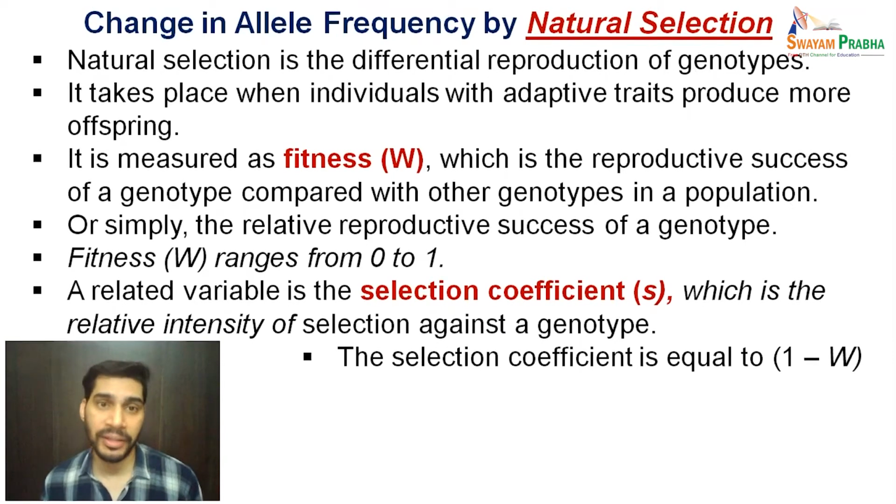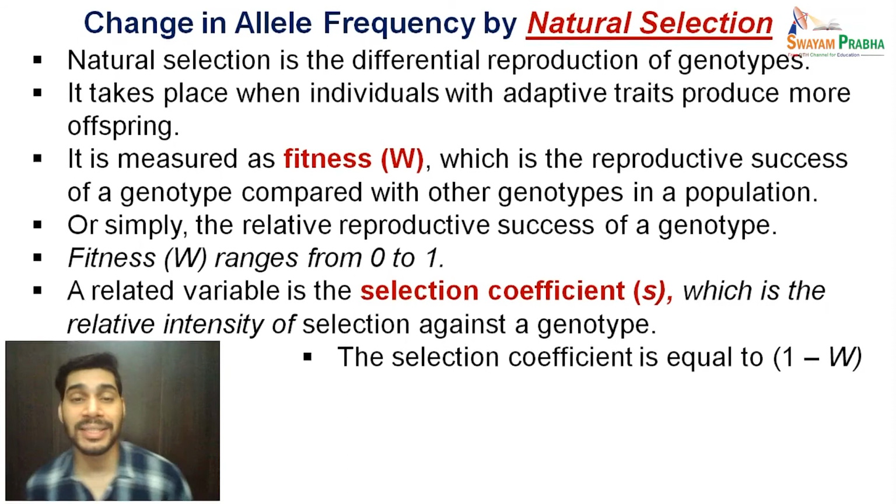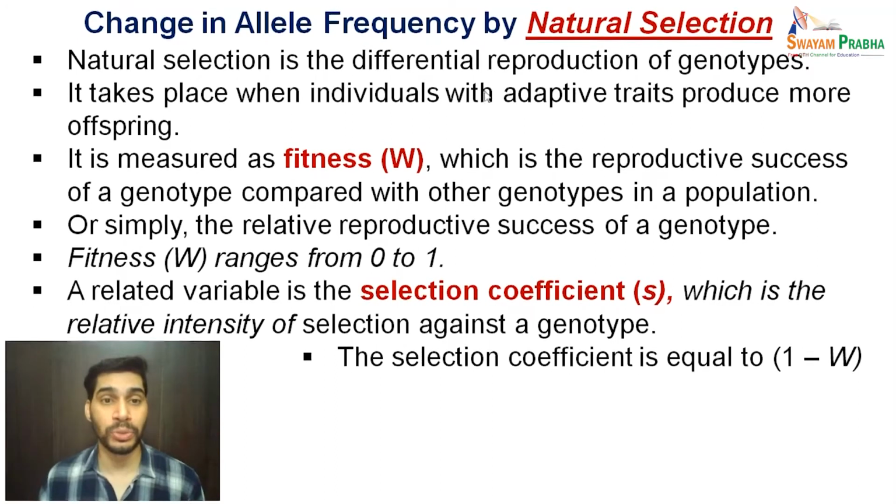A related variable is called the selection coefficient, or S, which is the relative intensity of selection against a genotype, and the selection coefficient is equal to 1 minus fitness, that is 1 minus W. So just remember these two terms with which we can define natural selection mathematically: the fitness represented by W and the selection coefficient represented by S, given by 1 minus W.